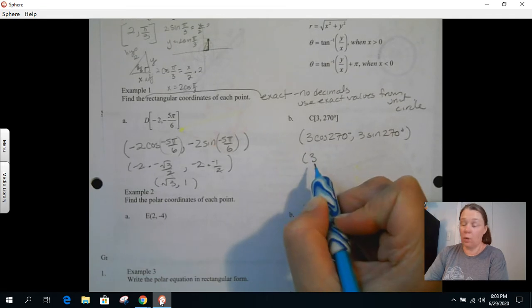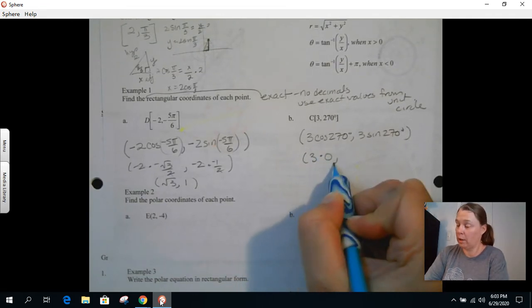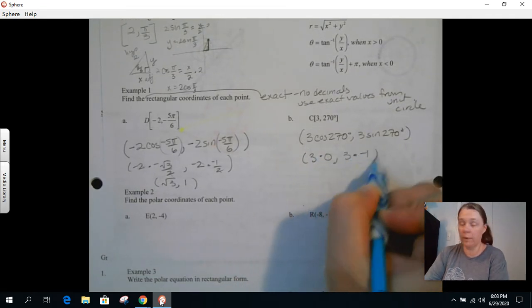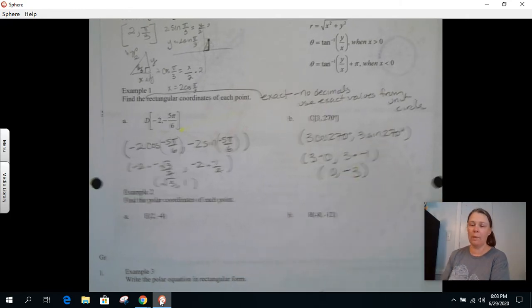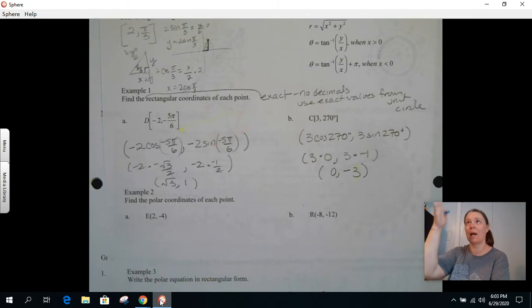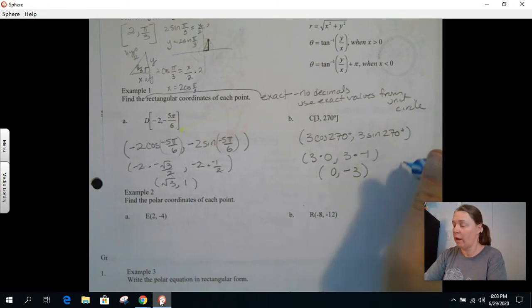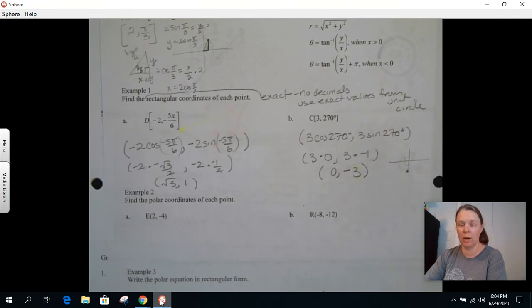At 270, the cosine is 0. At 270, the sine is -1. So that would be 0, -3. And that might be something too, you're thinking, okay, that one's on an axis. If it was a polar coordinate, you might be able to say, okay, I can kind of visualize it, 270, it's here. You might just think in your head, oh wait, that's just 0, -3. And if you come up with that, then that's totally fine.